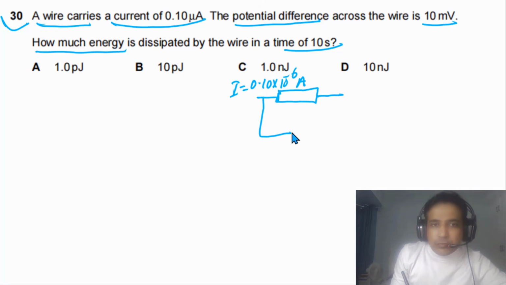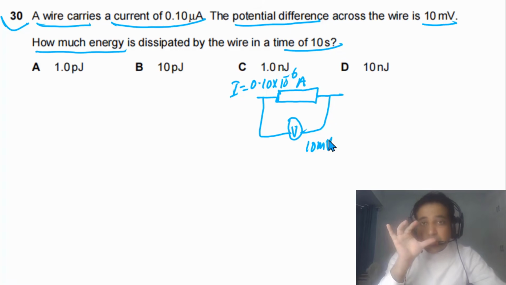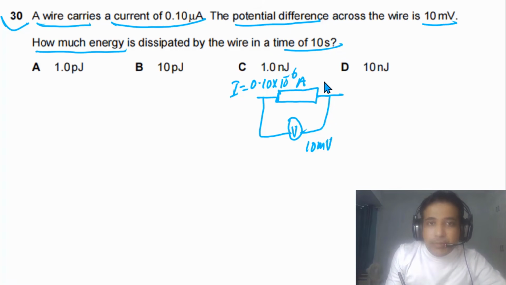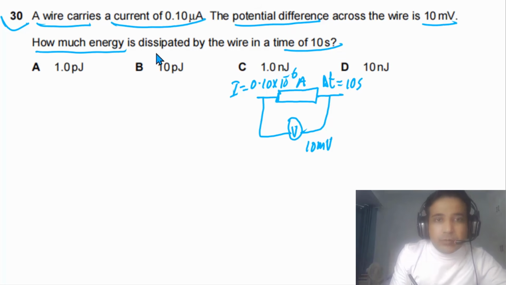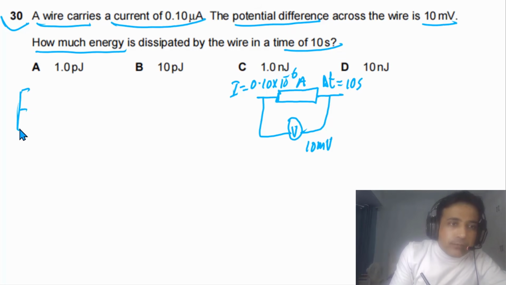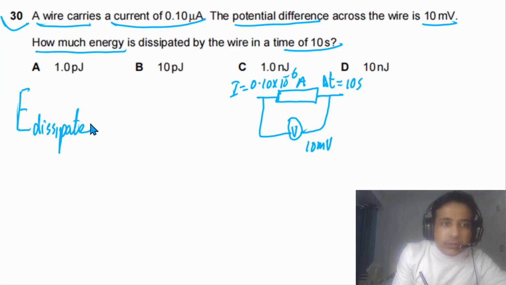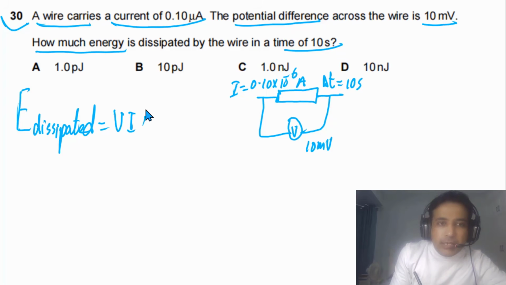And if we connect a voltmeter across this wire, the reading on this voltmeter is given to us, that is equal to 10 millivolts. It means the PD across this wire is equal to 10 millivolts. And if current passes through this wire for a time of 10 seconds, how much energy will be dissipated? It means how much electrical energy will be converted into thermal energy? So that is what we need to calculate. Simply, we can start with E dissipated, energy dissipated, which is simply equal to VIt.